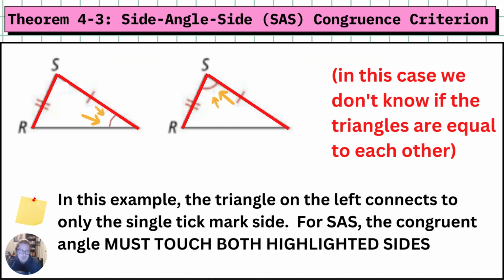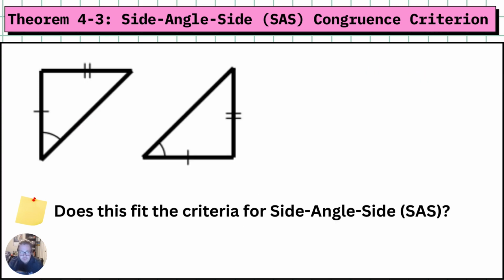So now take a look at this example. The one on the right does fit the description. You can see that the angle at angle S touches both the highlighted sides. Now, if you're looking at the triangle on the left, you can see that the angle, with the side that has no letter, only touches the side with the single tick mark. So in this case, the triangles are not equal to each other. All right, so let's go over two more examples of what that means.